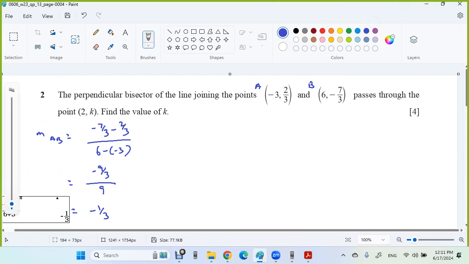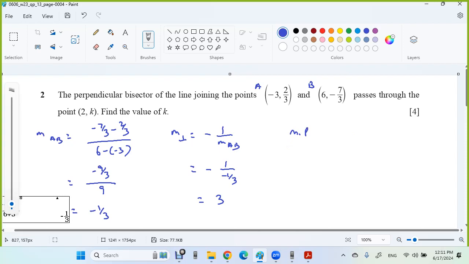Then the gradient for the perpendicular will be negative 1 over the gradient of AB. So it will be negative 1 over negative 1 over 3, so it is 3. Actually, we can change the sign and then find the reciprocal, that is 3. Okay, so we want to find the perpendicular bisector.